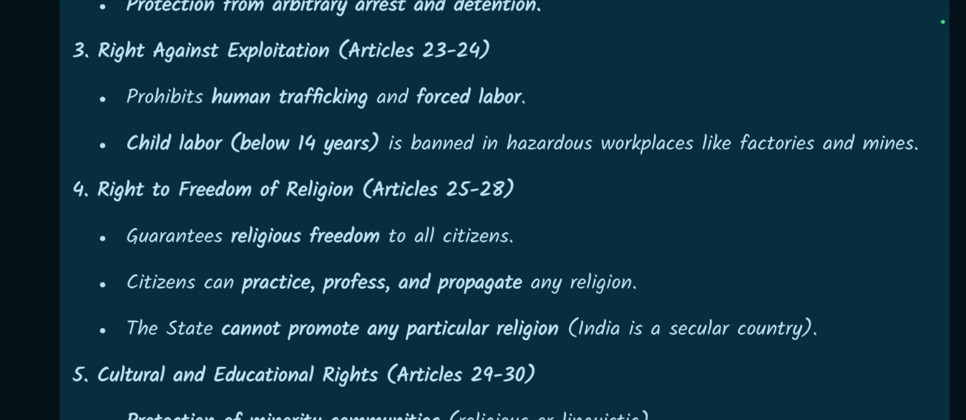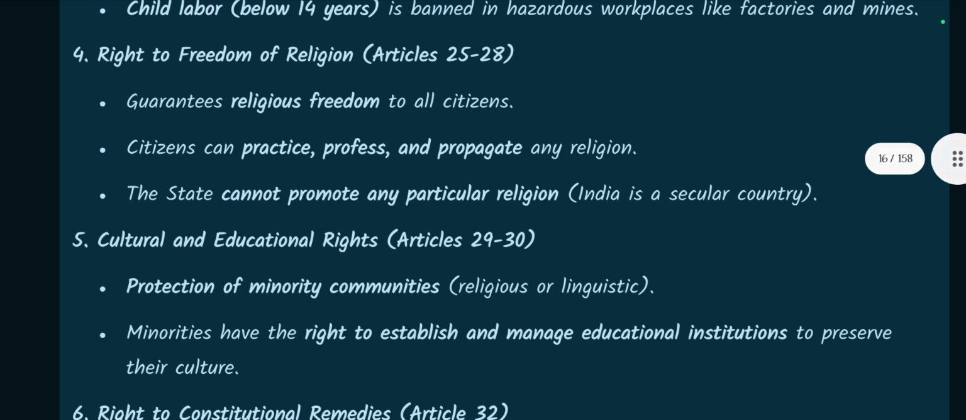Right to freedom of religion. Article 25 to 28 guarantees religious freedom to all citizens. Citizens can practice, profess, and propagate any religion. The state can't promote any particular religion. So, India is a secular country.